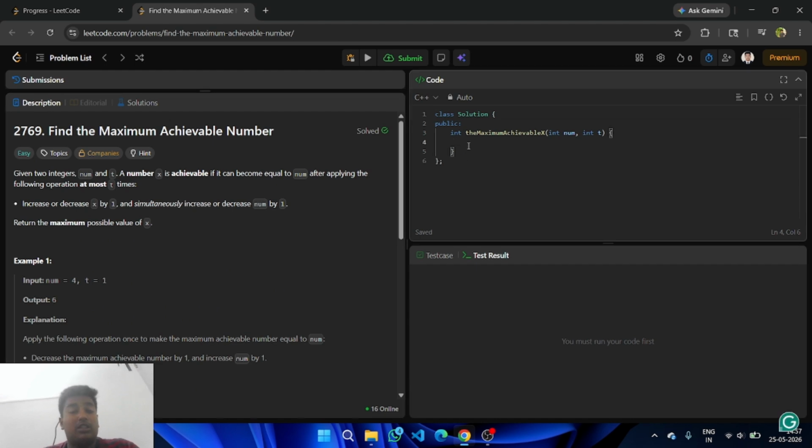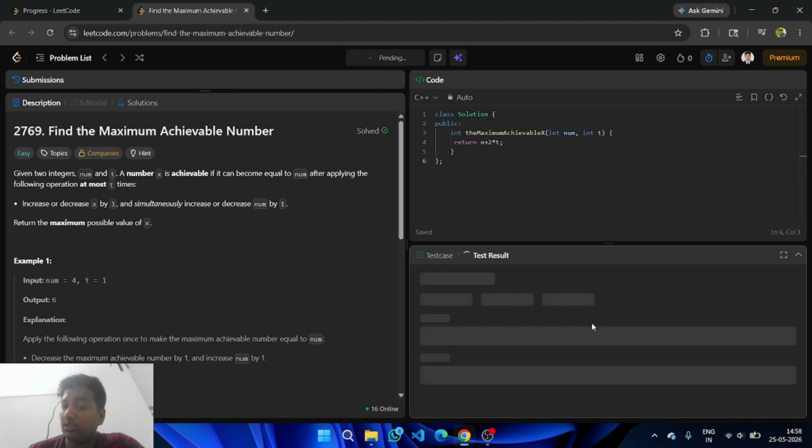This is my approach to solve this question. My approach is very small, and since it is a one line question, it can also be solved with one line. So this is my approach, and return num plus 2 into t. Let's check it out on the run, to see whether the answer runs properly or not.